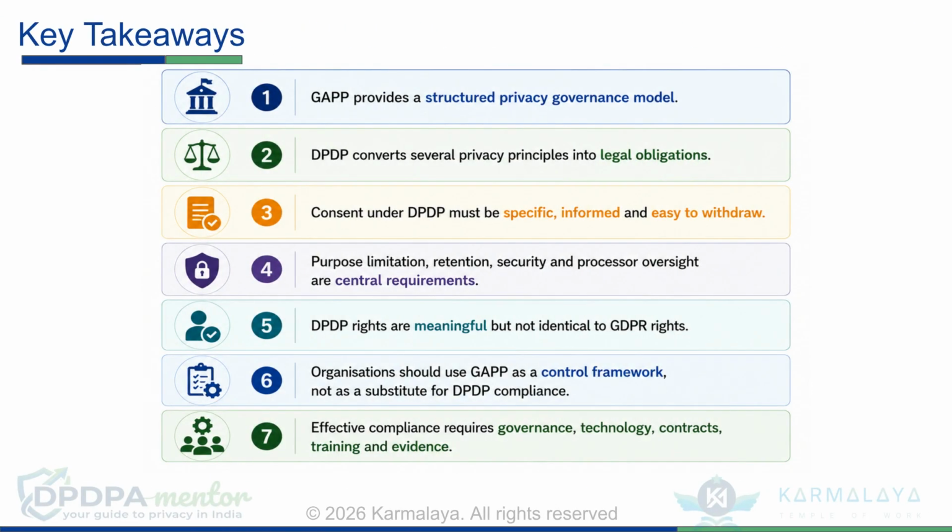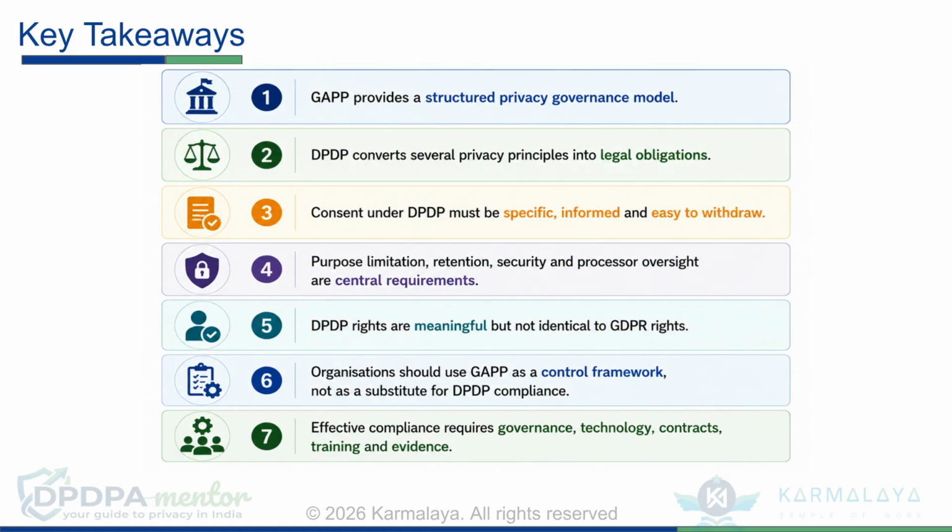Key takeaways emphasize that GAPP provides a structured model, while DPDP converts these principles into legal obligations that organizations must follow. The strongest approach is to combine the two frameworks. Use GAPP to organize the privacy management program, and use the DPDP Act and Rules to identify mandatory Indian legal requirements. A mature privacy program should be demonstrable.